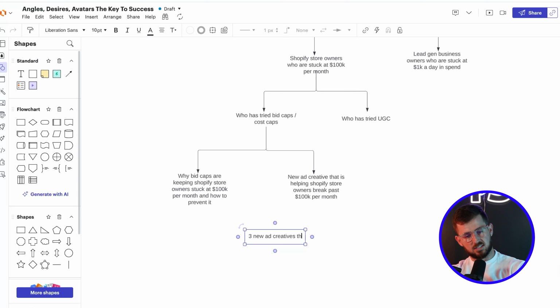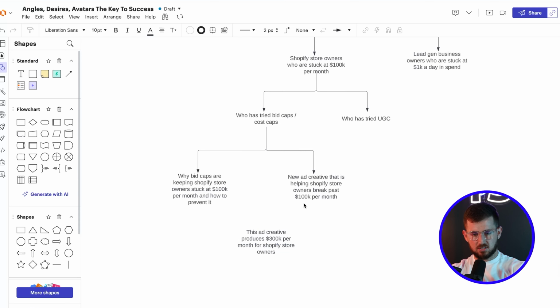So this is measuring the size of the claim. Measuring the size is like a number, right? And you can do 3 new ad creatives, or these ad creatives produce $355,000 a month for Shopify store owners. Ooh, I like that one. This ad creative produces 300K per month for Shopify store owners. So measuring the size of the claim is gonna be one of your different angles. And I have 10 or 12 angles in my ebook.